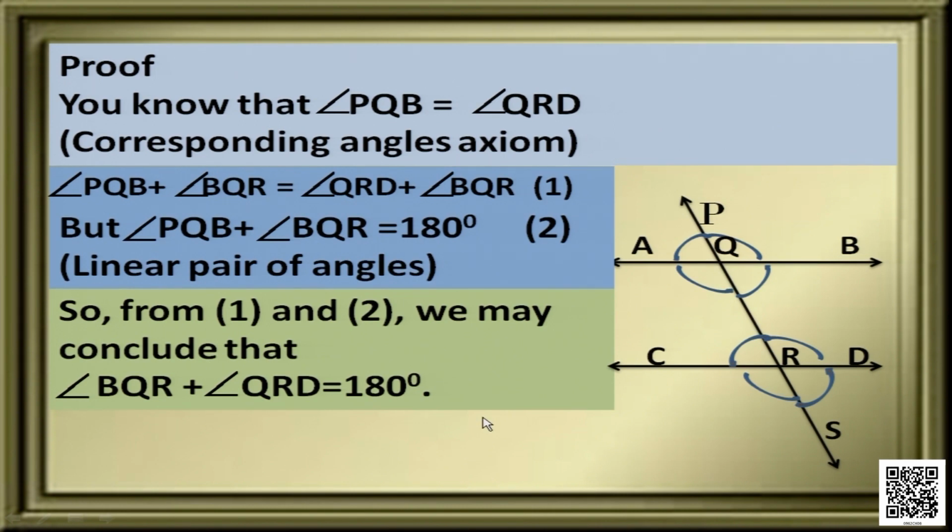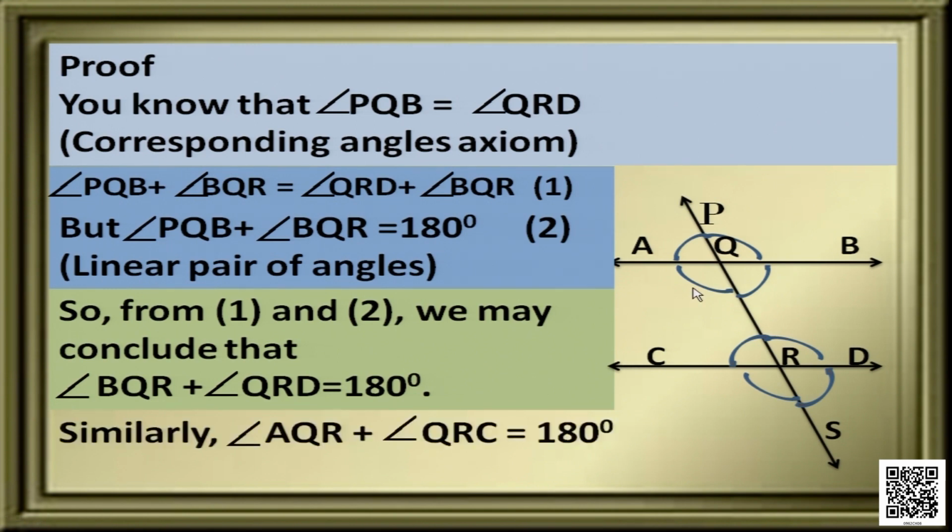Now, similarly, we can also prove that angle AQR plus QRC, that is also 180 degree. So, in this part we conclude this theorem, we proved this theorem that if a transversal is there and two parallel lines are there, then the co-interior angles or the interior angles on the same side of the transversal are supplementary.